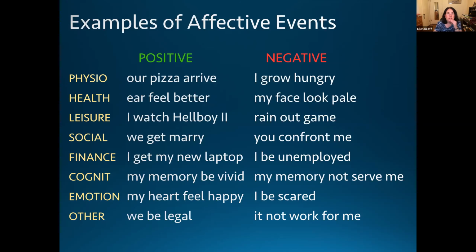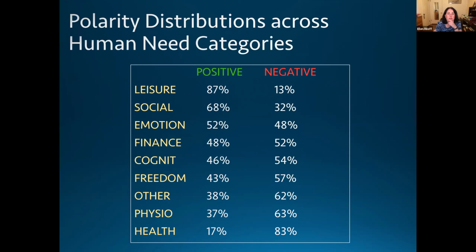Okay, so let me keep going here. It's also interesting to look at the polarity distributions across the different categories because there is skew. Maybe unsurprisingly, the leisure category was mostly positive. 87% of the time when people mentioned a leisure activity, it had positive polarity. The cases like a game being rained out were far more rare. And social also skewed pretty positive. 68% of social events were mentioned in a positive way, about a third were negative. There's a bunch in the middle.